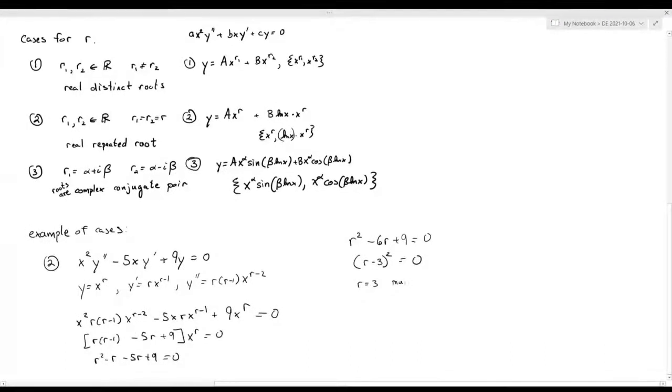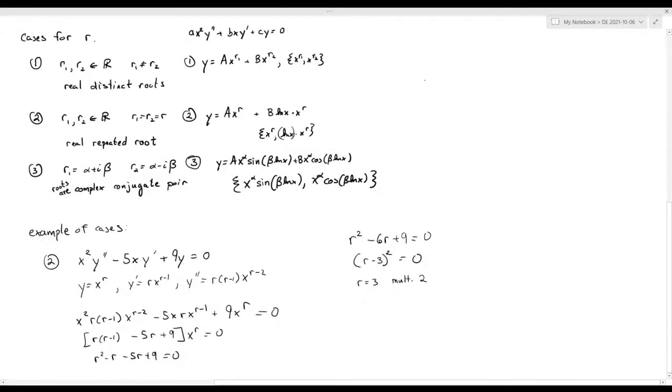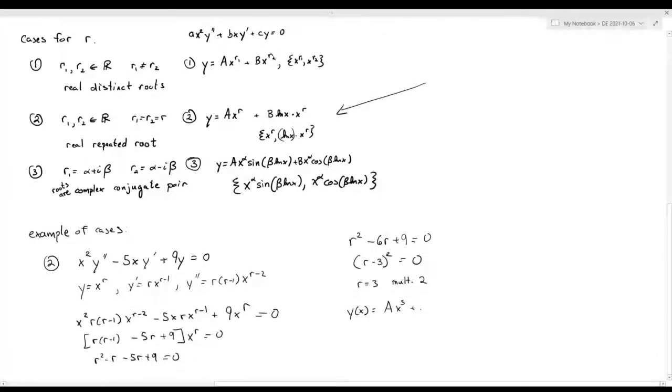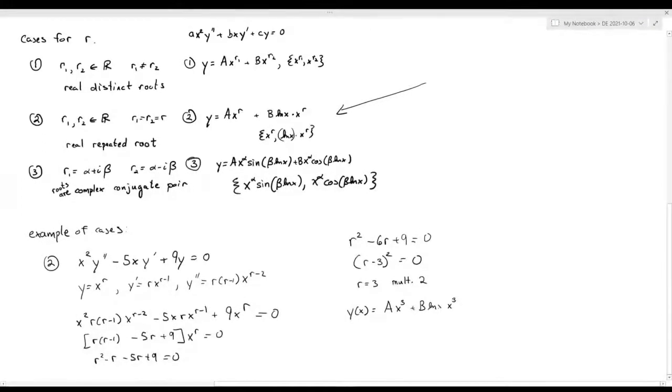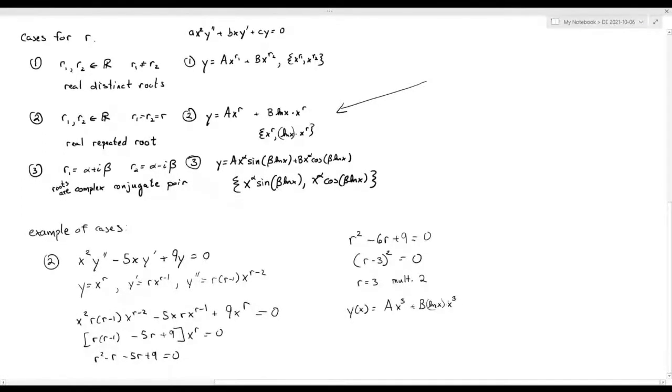It's a repeated root. So according to the formula, which we haven't shown why that works, the general solution to our Euler equation is a times x to the 3, then b, and then we're going to get x cubed, right? But we also want to make the second solution independent of the first one, so we're going to multiply by natural log of x.